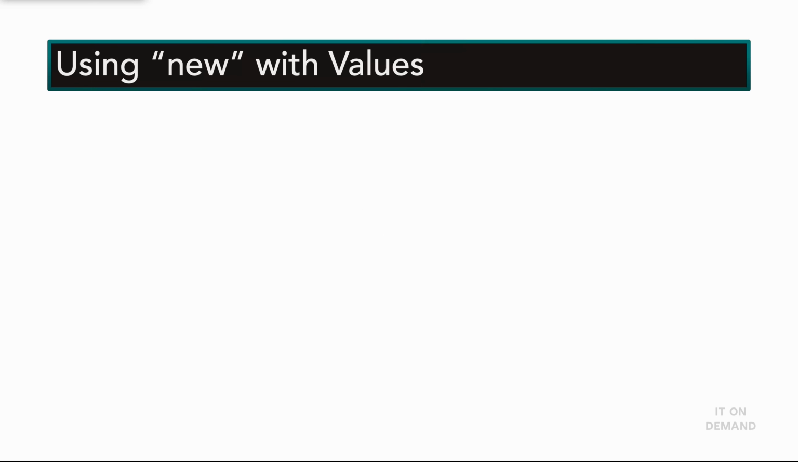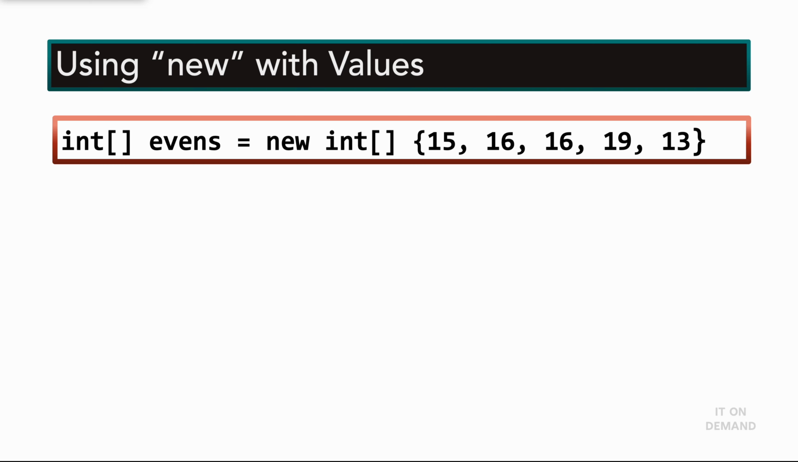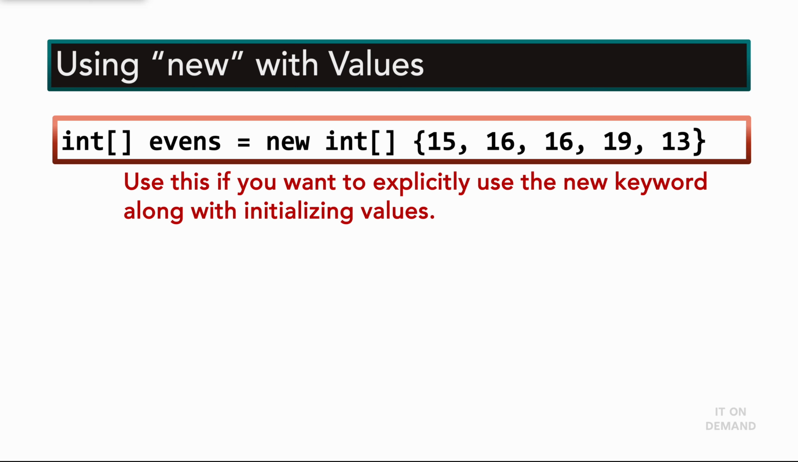Now, we can also use new with values. And the way to do that is to say int square bracket, we have evens equal to new int, and in curly bracket, we write out the values. So we can also use this when we want to explicitly use the new keyword along with initializing values.